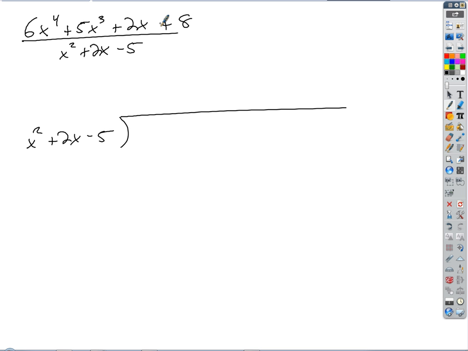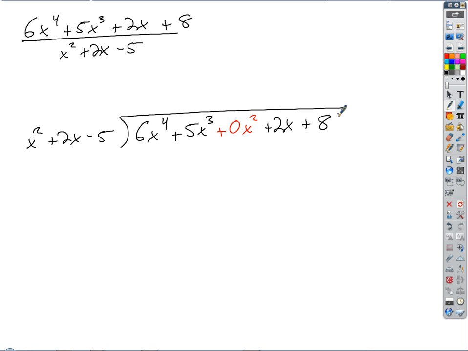But here's something you have to be careful of. Notice that in this polynomial, we're missing the x cubed term. We have to include a 0 coefficient there. When you put the polynomial inside the bracket, whatever the degree is, in this case 4, you have to put in all the powers of x from 4 down to the constant. If anything's missing, you add a 0. So this would look like 6x to the 4th plus 5x cubed plus 0x squared, because we're missing that one, plus 2x plus 8.